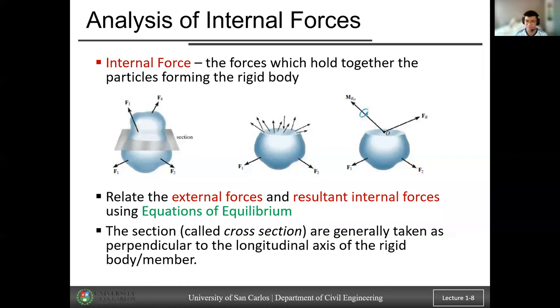So in this course you will study how the external force has an effect towards the internal aspect of the material, thus creating deformities such as deflection, or let's say failure of the material, like breakage. Okay. Since we now relate it to the equilibrium forces, we now have the resultant of internal forces using the equations of equilibrium. So same formula, but now we take into account the internal aspect of the forces.